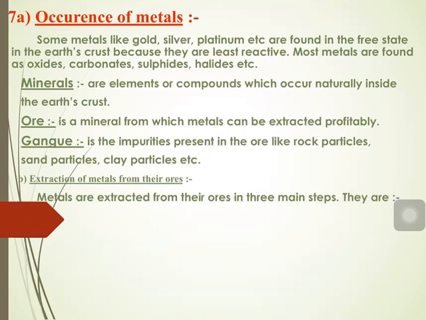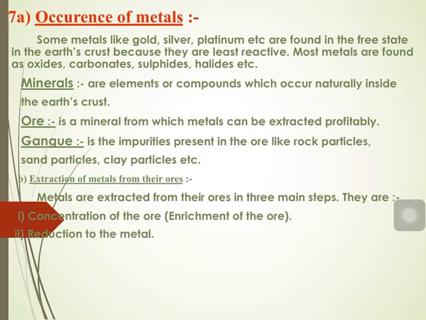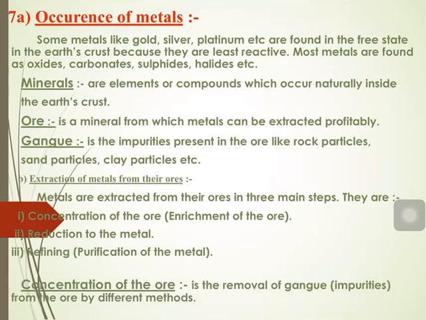Metals are extracted from their ore in three main steps. First, we have to do the concentration of ore, that means we have to enrich the ore. Enrichment of ore means that the ore should have the metals in compound form, not with other impurities. Second, reduction of metal: we have to reduce that particular metal from its oxide form to the pure metal. Then refining of metal, that means purification of metal, we will do at the last to get the pure metal.